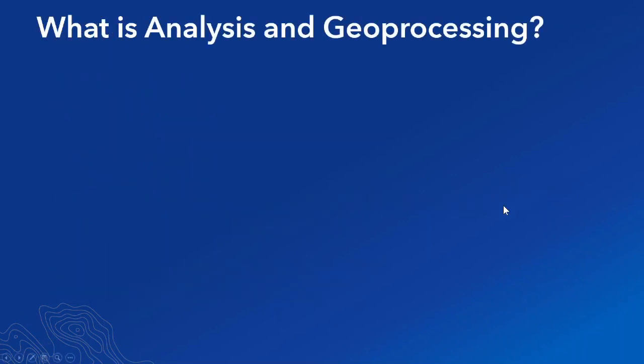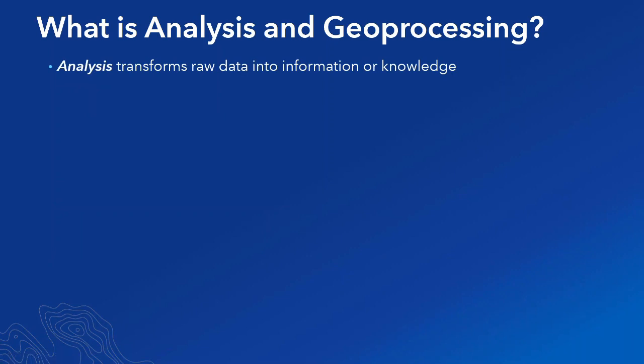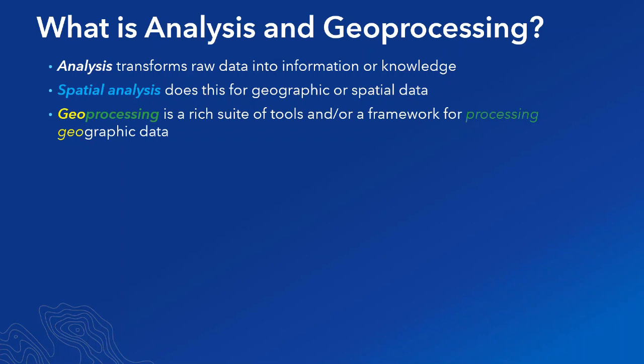So at the most basic level, what is analysis? Well, I like to think of it as basically something that turns raw data into information or knowledge. And when we add the spatial to this, it turns raw spatial data or geographic data into information or knowledge. And now geoprocessing is the rich suite of tools and a framework for processing geographic data in ArcGIS Pro.